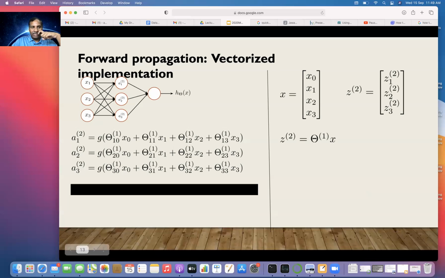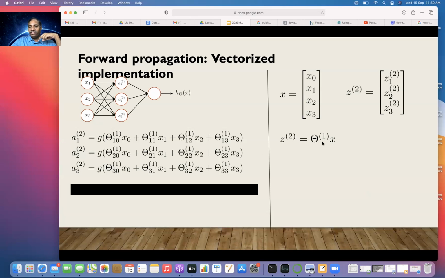Then you have this x, which you represent as x0, x1, x2, x3. Then Z2: after computing whatever linear regression value comes, that will be written as Z. Z2 is Z12, Z22, Z32. G of this is Z12, G of this is Z22, like that. See whatever is there in the brackets.